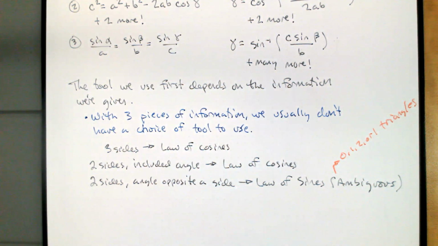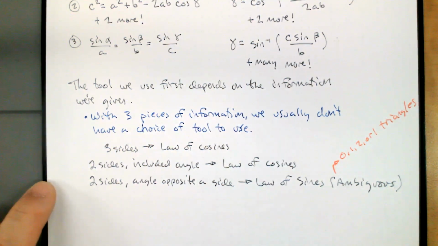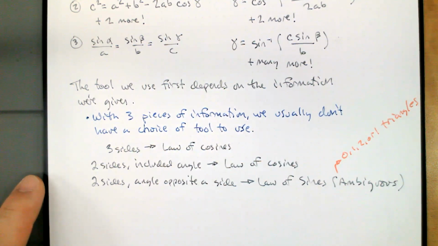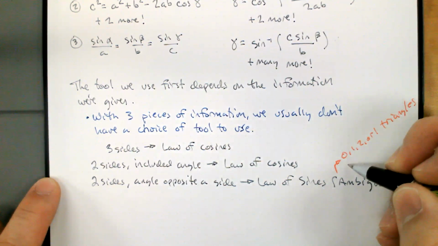Once you remember that, you can just take the first angle that you find and put it in quadrants 1 and 2. So the way we deal with this is put the first angle you find in quadrants 1 and 2.